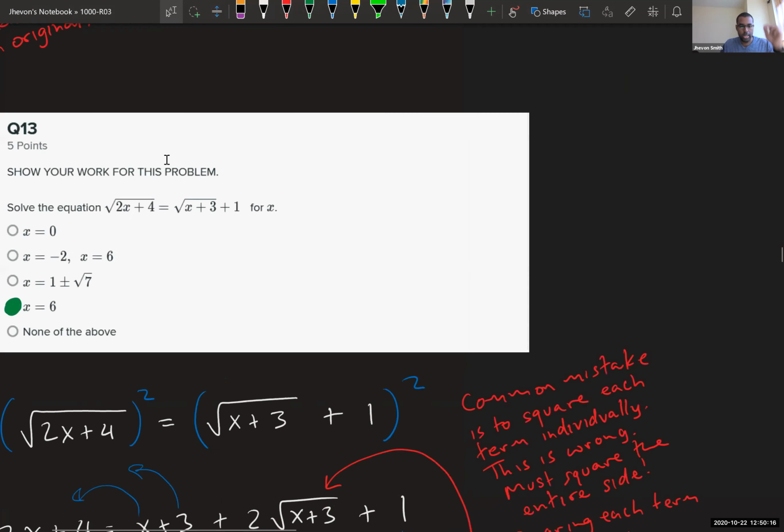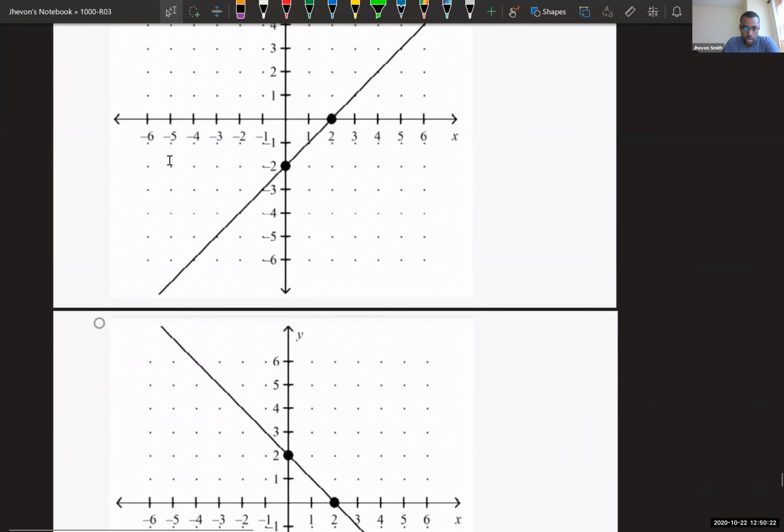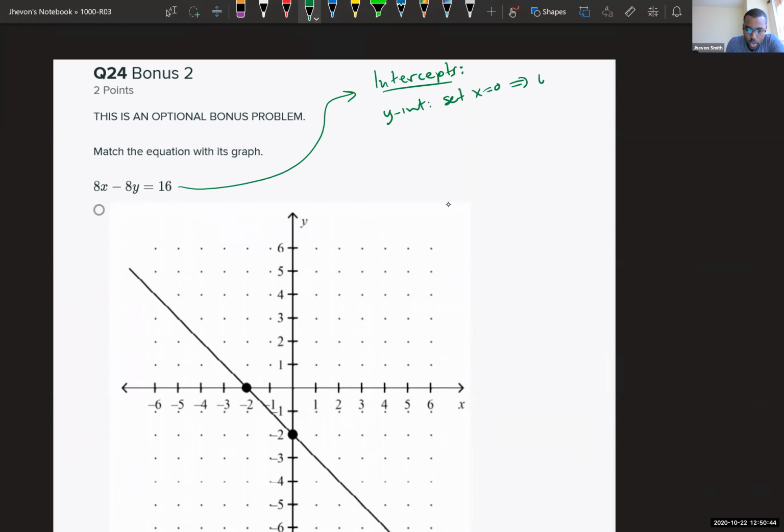So those two bonus problems were actually relatively easy. Here I gave you the equation, and you need to figure out what line it is. The easy way to do this is to find the intercepts. For the y-intercept, set x equals 0. You would get y should be -2. For the x-intercept, set y equals 0. You would find that x would be +2.